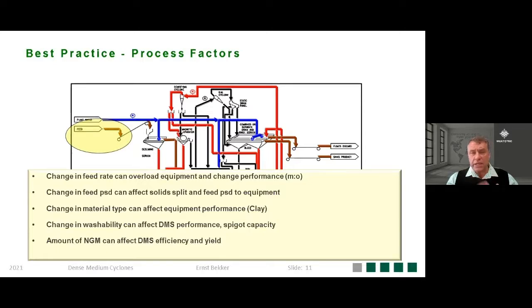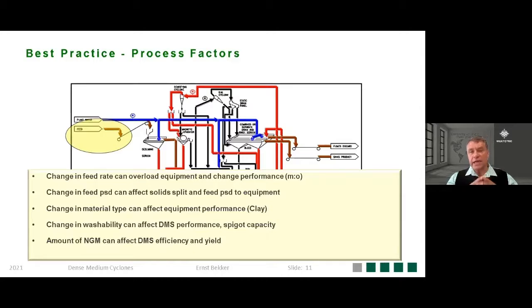The change in the washability of the material coming into your process can affect the dense media performance, relating to the spigot capacity. If your yield all of a sudden becomes quite low, in other words, in coal, a low yield means that there's a high sinks fraction that's getting to the spigot. If you design the cyclone so that there's just enough spigot capacity left and there's a change in the washability characteristics, you can run into an overload situation. So one needs to be aware of what's coming into your process.